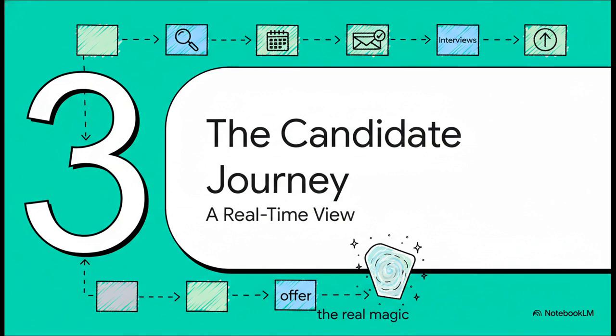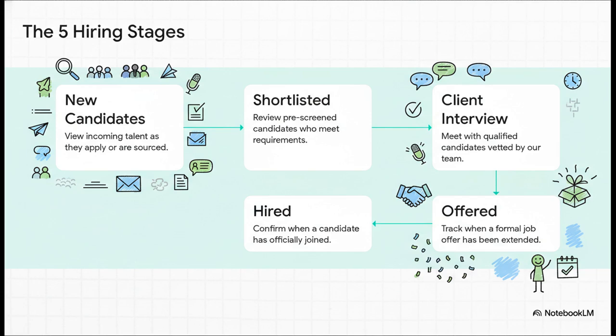The portal organizes your entire talent pipeline into distinct stages, so you'll always know exactly where every single candidate stands in the process. And here they are, the 5 core stages that map out the entire process from start to finish. Just take a look. You can see the whole journey from new candidates all the way over to hired. This flow is designed to give you a complete at-a-glance overview of your pipeline. So let's break down what actually happens at each of these steps.